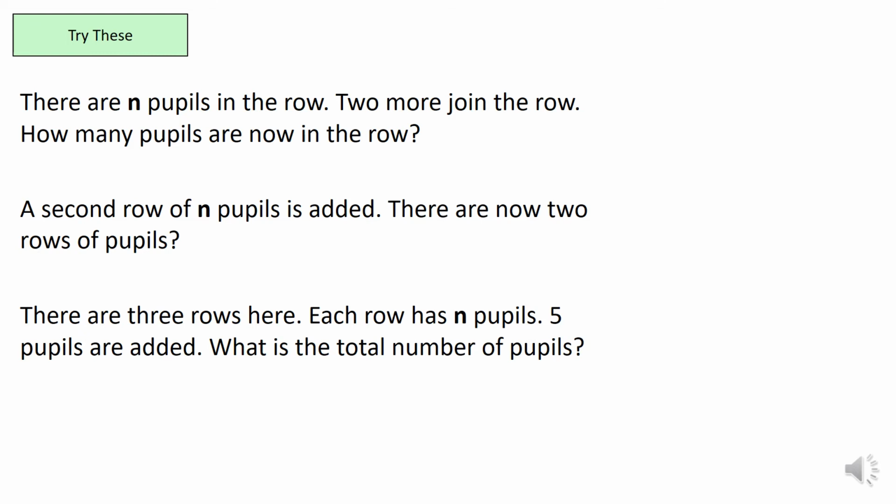Now the second one is actually linked to the first one. So a second row of pupils is added. There are now 2 rows of pupils. So what would we call 2 rows of pupils? And then finally, there are 3 rows here. Each row has n pupils. 5 pupils are added. What is the total number of pupils?